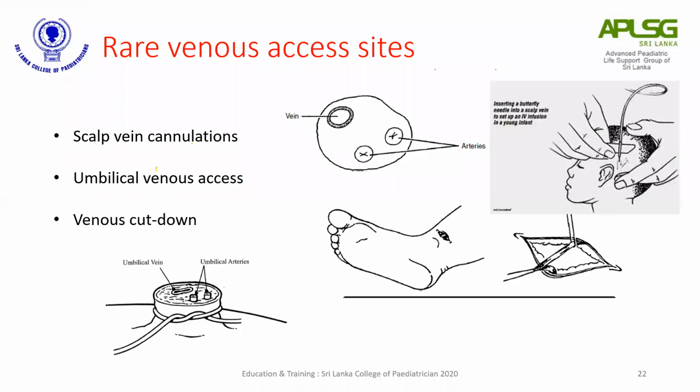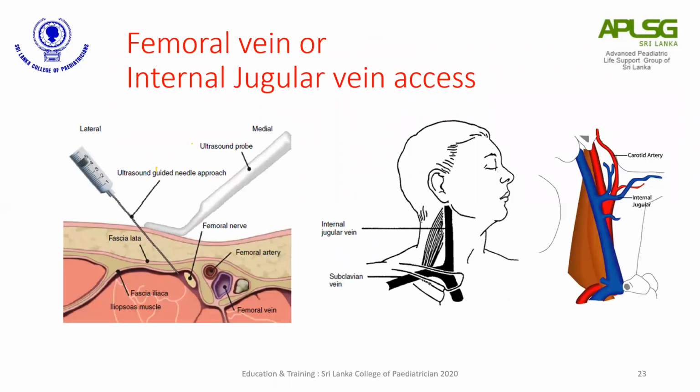In the past, we had to use cut downs, venous cut downs, but they are rarely used now because there are better ways of inserting a cannula. Like with ultrasonic guidance, you can get into the femoral or internal jugular vein easily. It is a safe and effective way of getting central venous access.